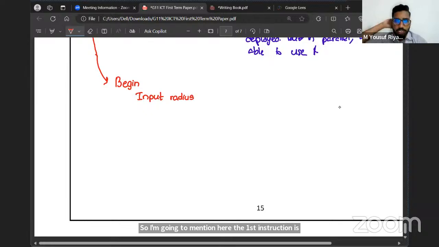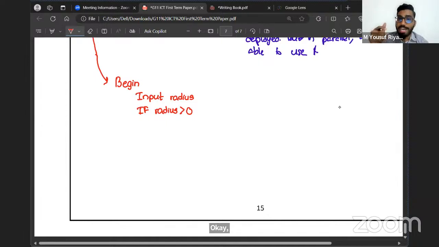Okay. Normally, if you take a circle, can the radius of a circle be 0? No. Can the radius of a circle be less than 0, I mean, a negative number? No. So what I'm going to do is write a condition here. If radius is greater than 0, okay, if radius is greater than 0. So normally if a user enters a letter here, or anything apart from a number, obviously this condition is going to give you false.